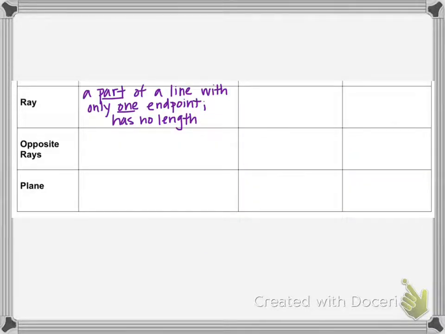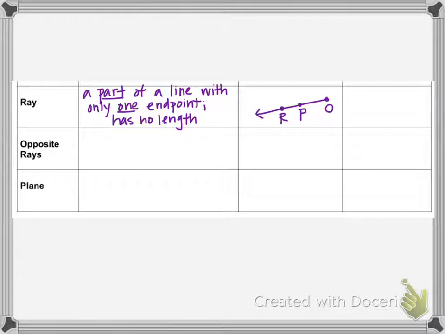A ray is also just a part of a line. It only has 1 endpoint, and then the other side of it goes on infinitely in one direction. We can't measure its length because it does go on forever in one direction.